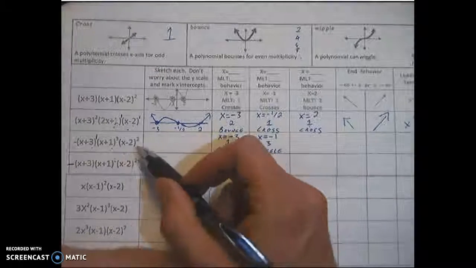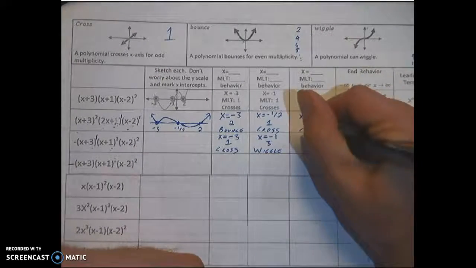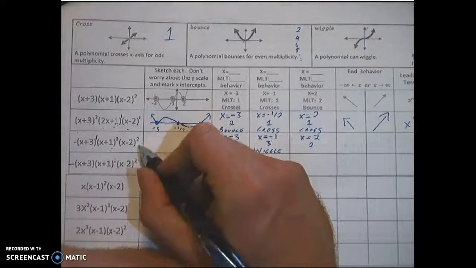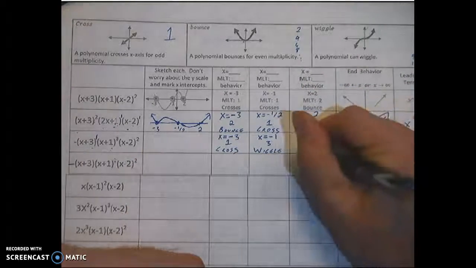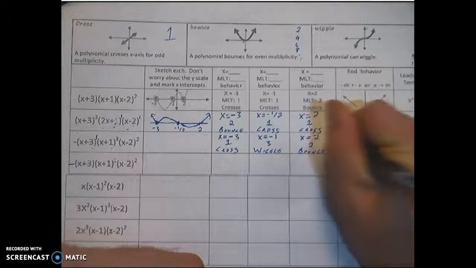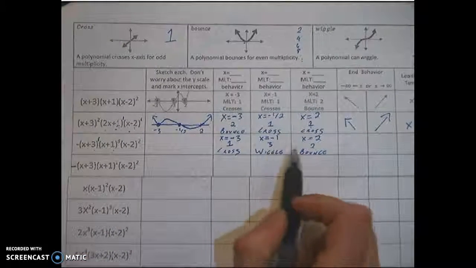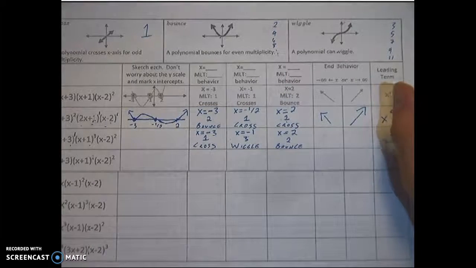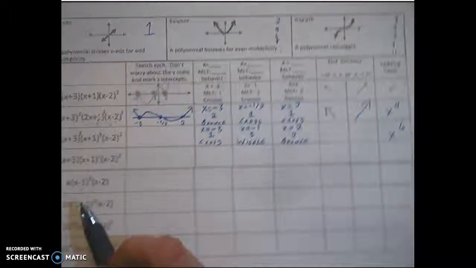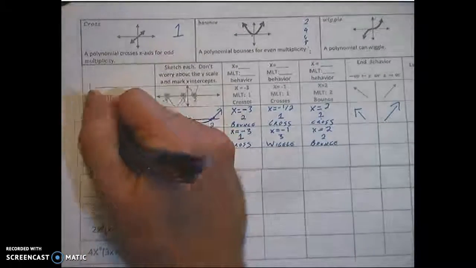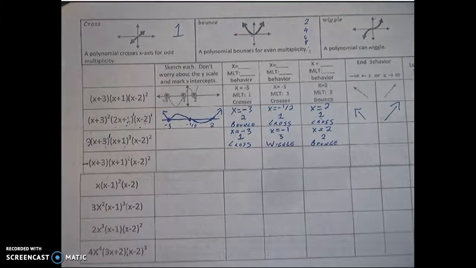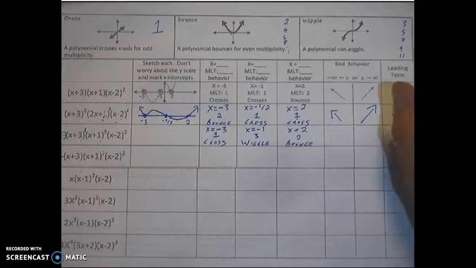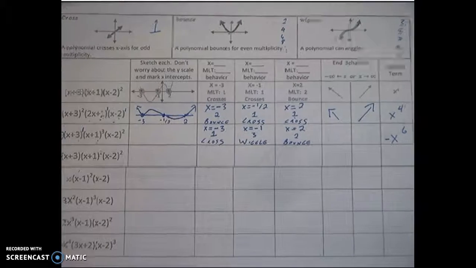We've also got (x - 2)^2. Set that equal to 0, and you've got x equals 2 with a multiplicity of 2 because the exponent is 2, which means it's going to bounce. Well, if I add up the multiplicities here, 1 plus 3 plus 2 is 6, which means my leading term is going to be x to the 6th, but in the original, there's a negative right there. So that means that the leading term is negative x to the 6th.